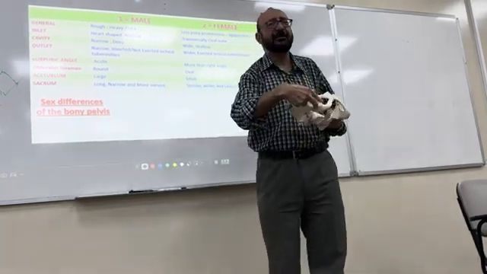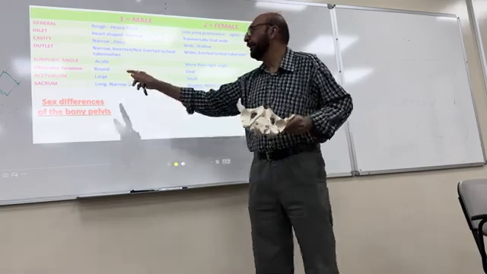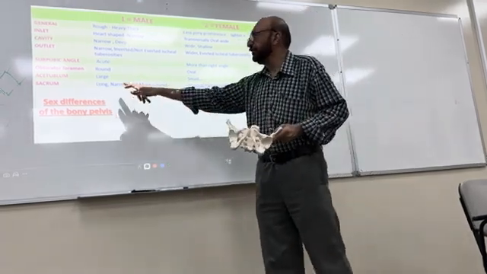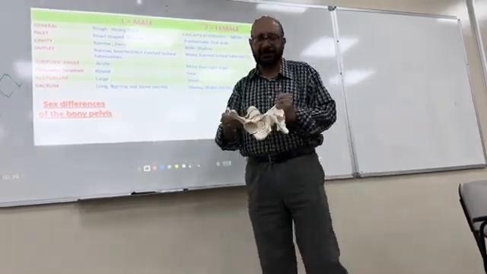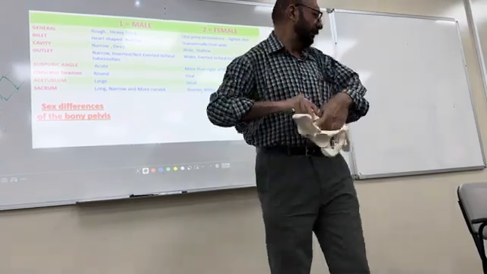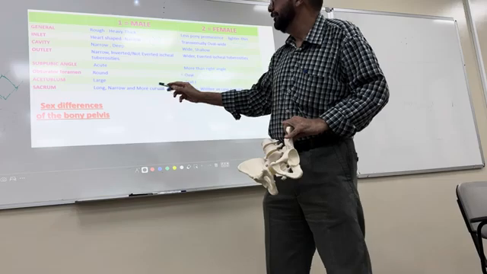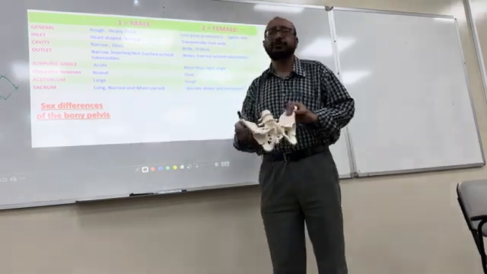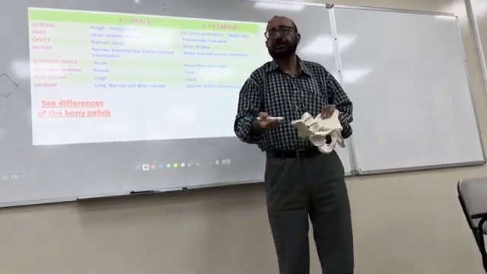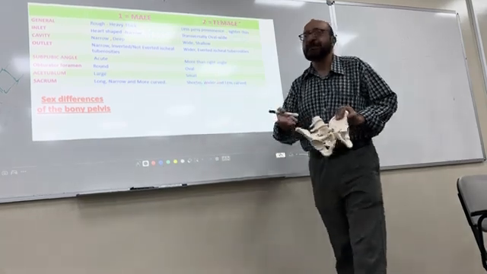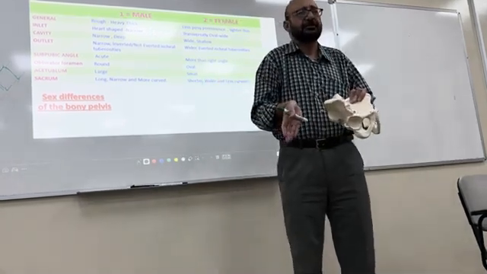Acetabulum, large and more stability for males and small for females. Sacrum, long, narrow sacrum. I don't have a sacrum. In the lab, I will tell you. The sacrum separately is long, narrow, and more curved anteriorly in males. In females, short, wider, and less curved, like on the back.